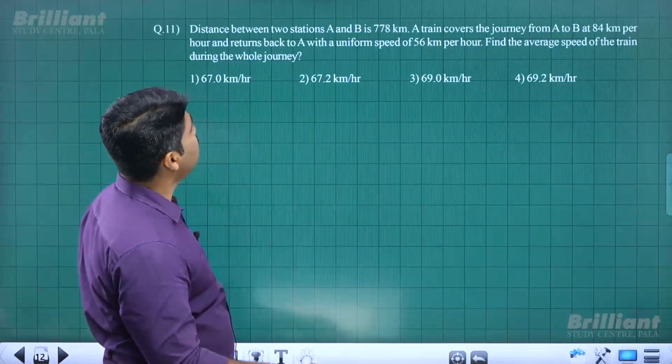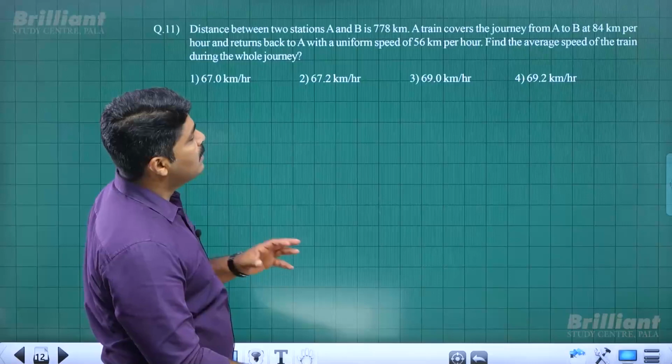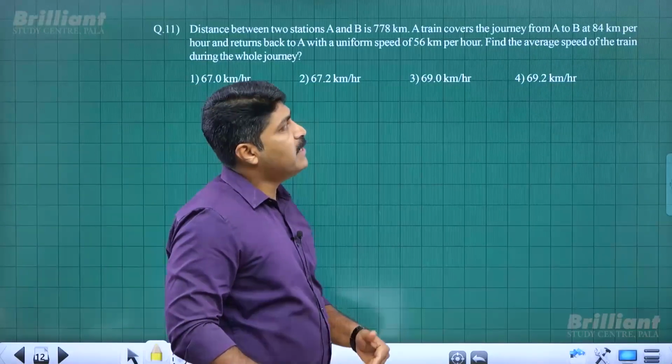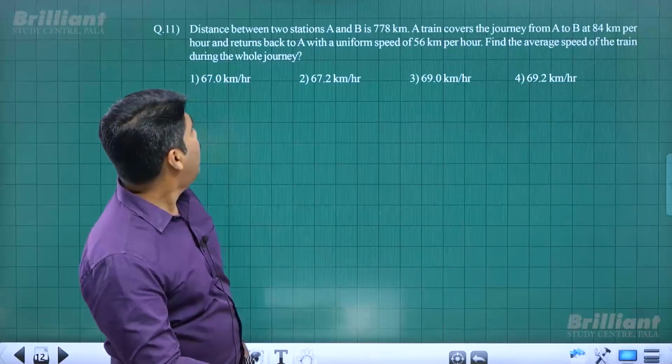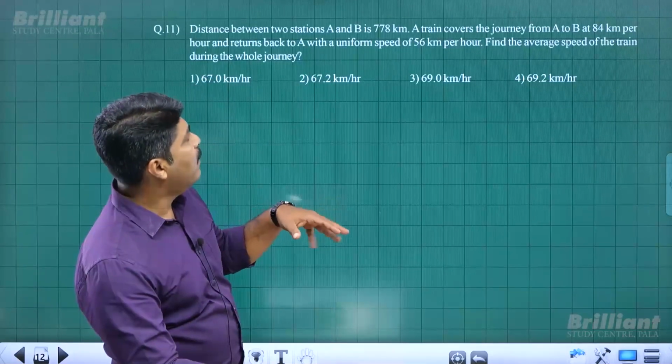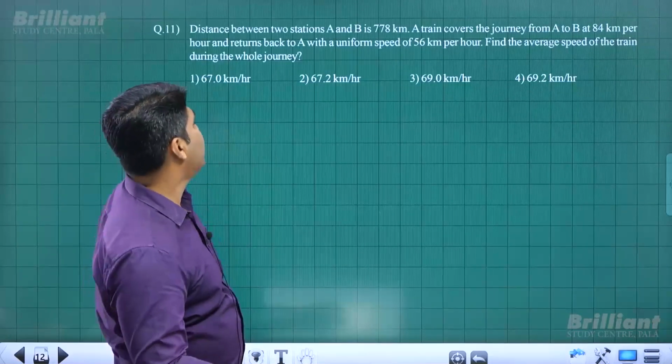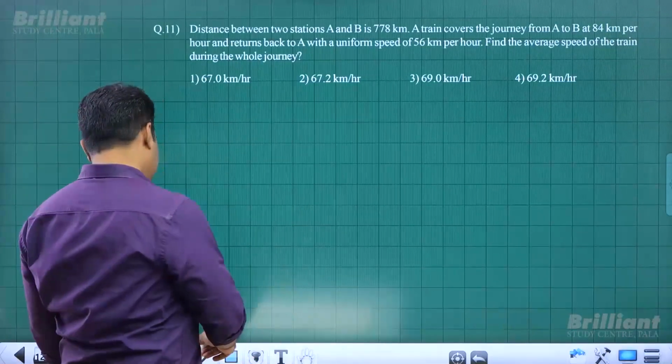Next question. Distance between two stations A and B is 778 kilometer. A train covers the journey from A to B at 84 kilometer per hour and returns back to A with a uniform speed of 56 km per hour. Find the average speed of the train during the whole journey. That's a tricky, interesting question.